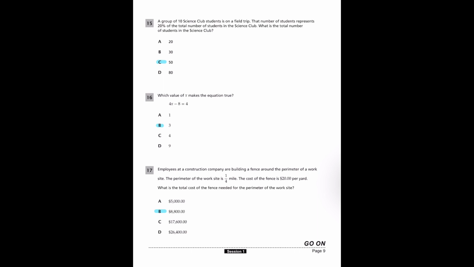All right, a group of 10 science club students are on a field trip. The number of students represents 20% of the number of students in the science club. What is the total number of students in the science club? I'm going to represent this using a ratio table. And because I have part of the students, and I want to know the total, I have a part to whole relationship. And watch how I represent this.